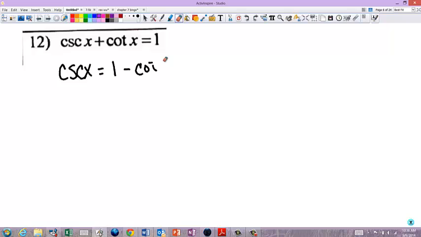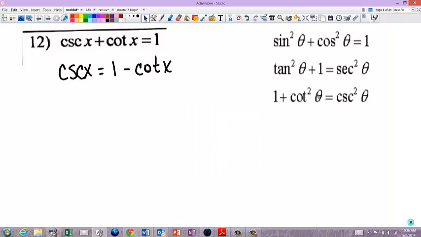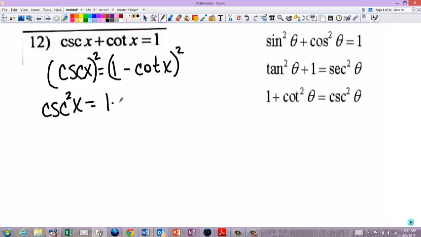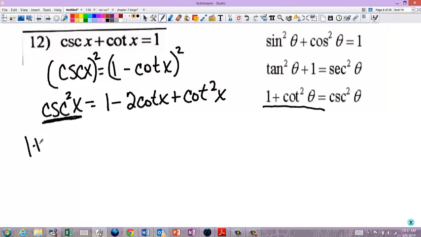That's not supposed to have a squared on it. So what I'm going to do is I recognize that there's a relationship between cosecant and cotan, but the relationship only exists if they're squared here. So I'm going to square both sides. Now you got to be careful when you square both sides, because you create extra answers, extraneous solutions. So if we fold this out, we get 1 minus 2 cotan of x plus cotan squared of x. And then I can replace cosecant squared with 1 plus cotan squared.